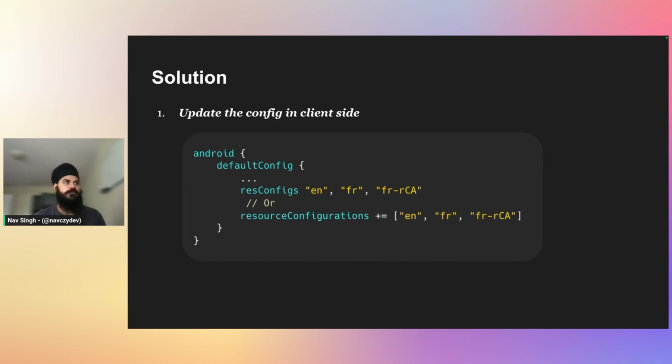To fix this issue, we have two options. The first one is updating the configuration file on our client side. If you are in a hurry and it's a showstopper for your release and you want to fix it immediately, this is one of the easiest solutions. You can just update your resource configuration and add fr-rca so that your Gradle resource shrinker will not shrink the resources specifically for French for the Canadian region. In this case, it will automatically be fixed. You just need to update this, and you are good to go.